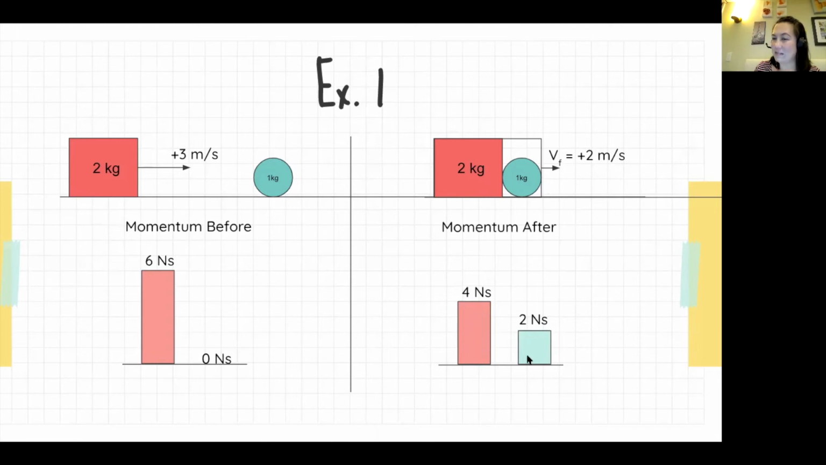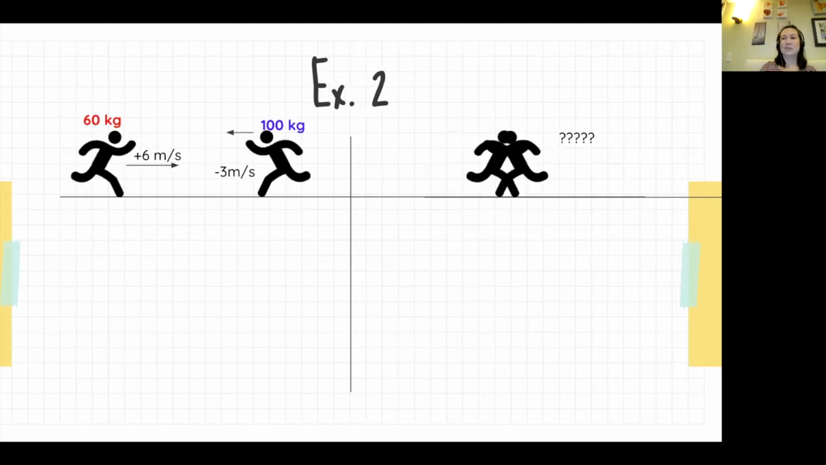We can do that. Conservation of momentum says that this normal force that occurred between the two objects in this collision, normal force, remember, prevents solid objects from going through each other. The normal force caused the blue sphere to gain momentum at the same rate that the red block lost momentum. Momentum got transferred from red to blue.